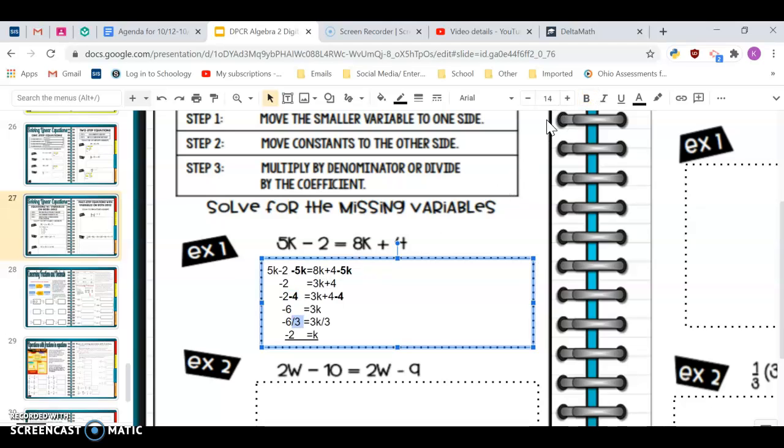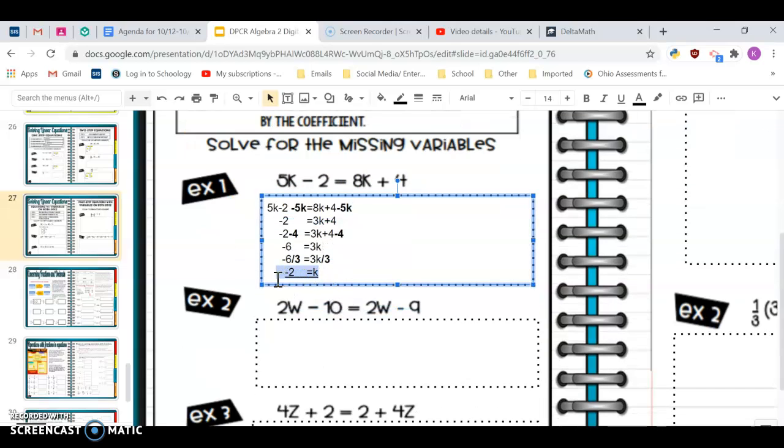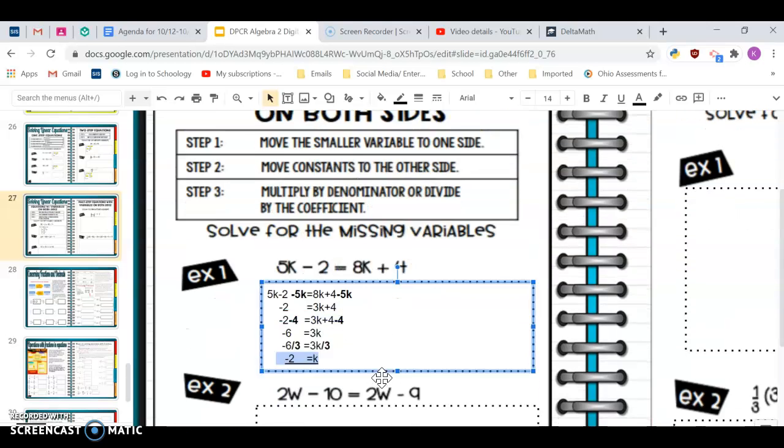So you notice I'm making sure that whatever I do on one side, I do on the other, because no matter what happens, this equation needs to stay the same thing that we started off with: this side equal to this side. If I change things up, I need to change them on both sides. Otherwise, it's not going to be equal. So we finally end up with negative 2 equals k. And that's what we got right here.